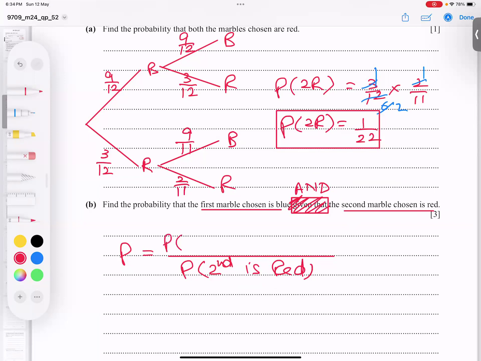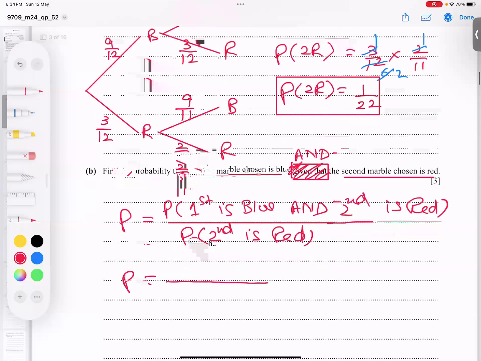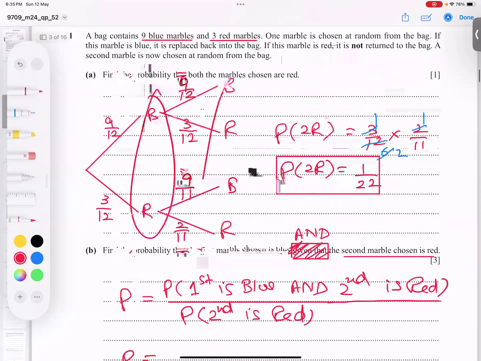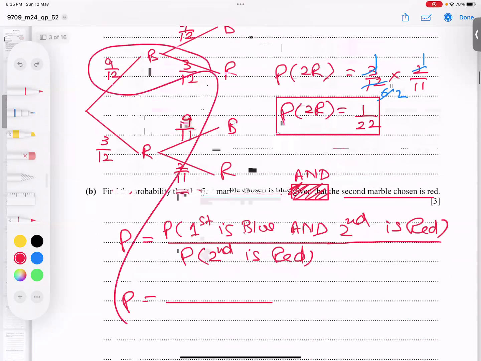I'm writing here: first marble is blue and second is red. So this is the whole story. How to answer, let's start. Second marble is red, so which branches do I take? Because this is the first marble and this is the second marble, second red means this second red and this second red. It means branch number 2 and branch number 4. I will take these directly in the denominator, so this into this I'm writing now here.